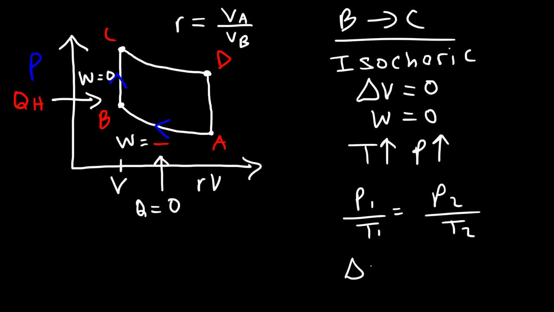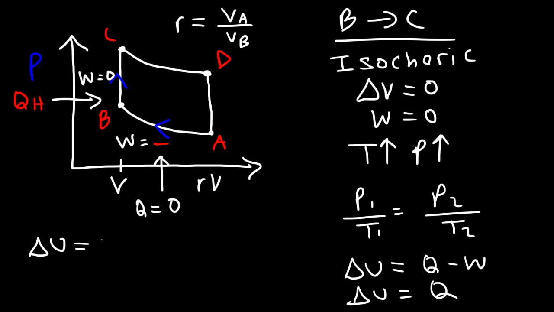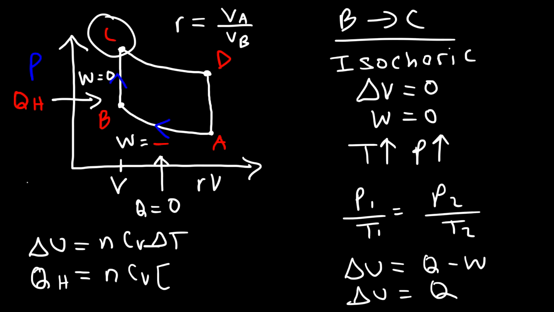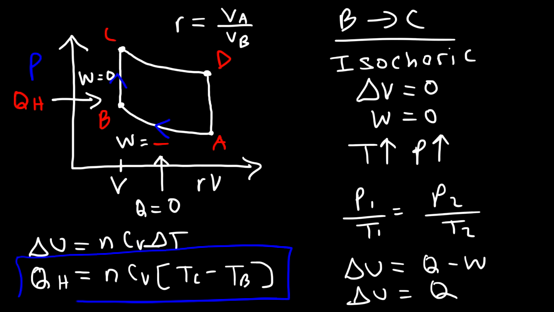Now we know that delta U is Q minus W. And since W is 0, delta U equals Q for an isochoric process. And delta U is always equal to nCv delta T. So Q, which equals delta U, we'll call it QH because it's going into the system at this point. It's going to equal n times Cv times the change in temperature. So the final temperature is the temperature at point C, the initial temperature is the temperature at point B. And so that's how we can calculate QH if we know the two temperatures.